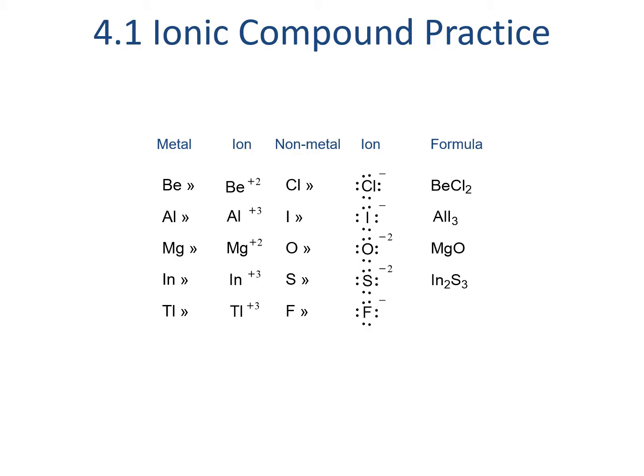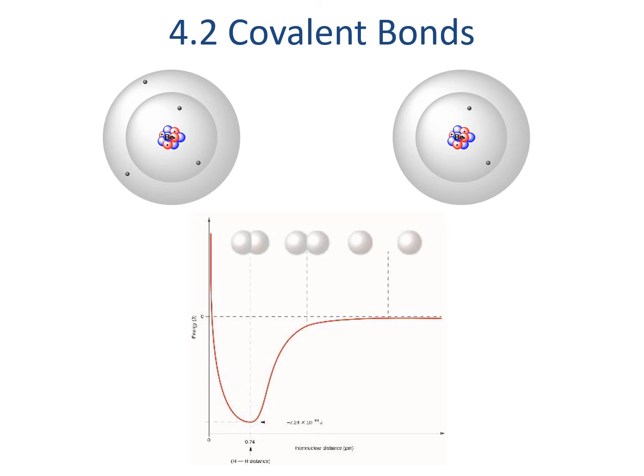Thallium is right below indium and also has a +3 oxidation state as its most likely charge. Fluorine, being a halogen, is -1, and the formula becomes TlF3 for thallium fluoride. So ionic compounds are the easy ones.